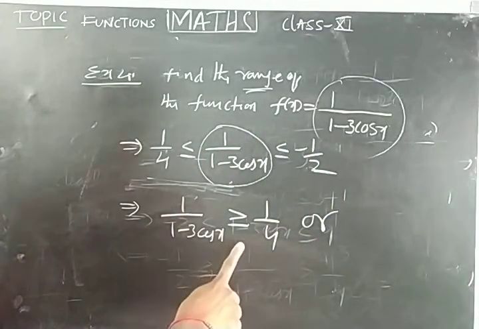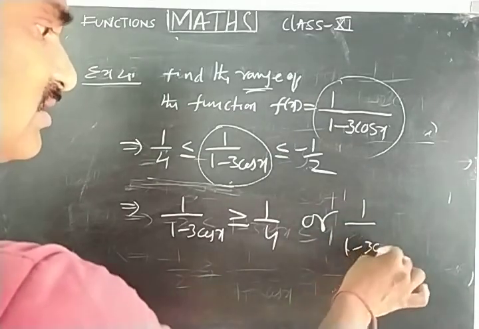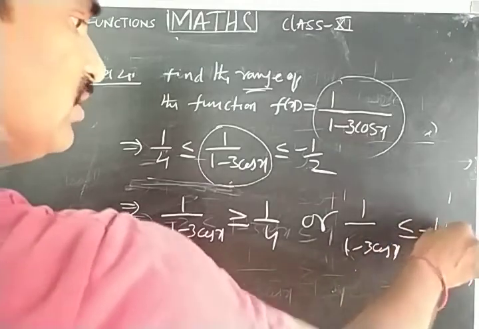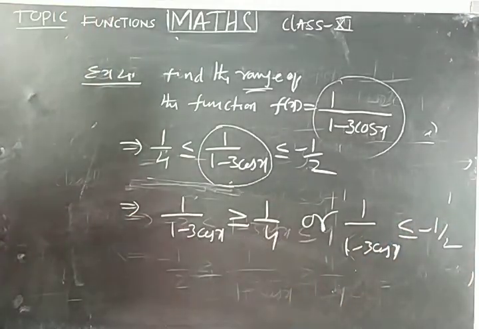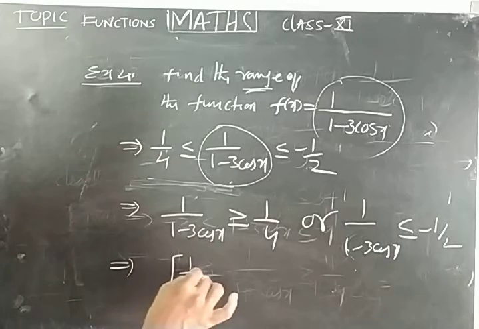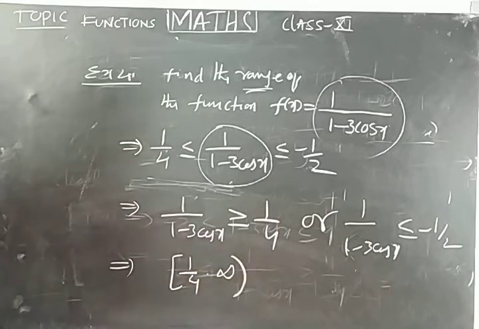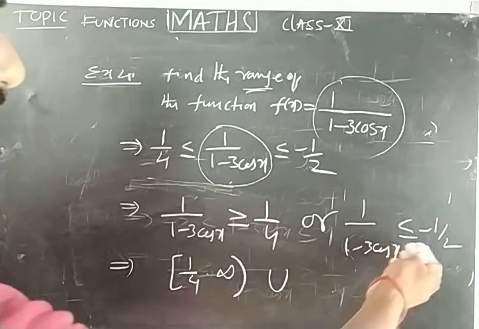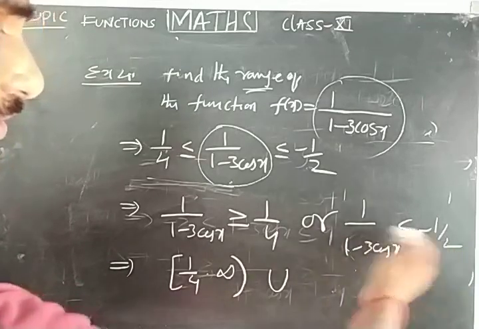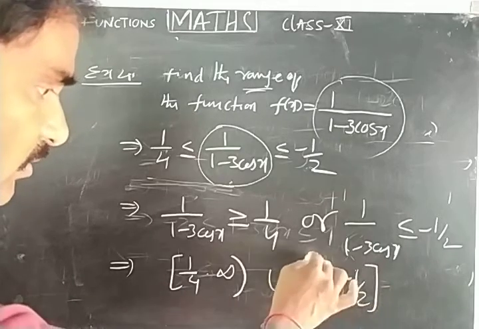So either this may be possible or 1 by 1 minus 3 cos x may be less than or equal to minus, or this may be possible. So any one will be possible. For this, how we can write 1 by 4 or greatest value? Including 1 by 4, greater than 1 by 4 means it lies between 1 by 4 to infinity. Union. Right? Minus 1 by 2 on the left hand side. So how we can write, minus 1 by 2 closed interval to minus infinity.